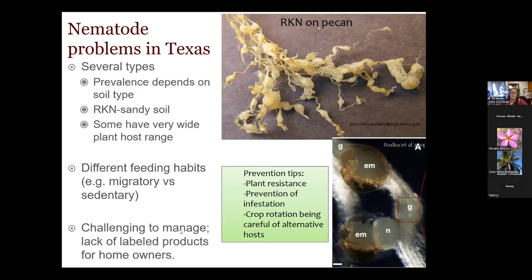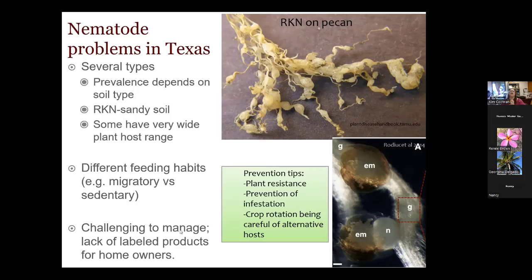So nematodes are really difficult to manage because there's just a lack of labeled products for homeowners, and honestly for a lot of commercial producers, particularly with vegetables. So we really focus on prevention, use resistant varieties, prevent infestation in the first place, so inspect all your transplants. Use crop rotation, being careful of not using alternative hosts.